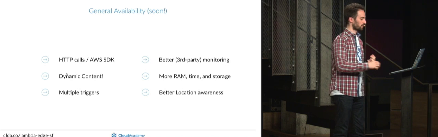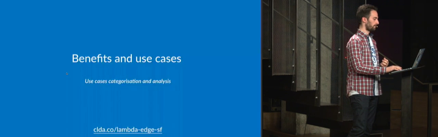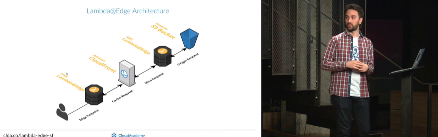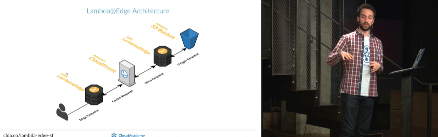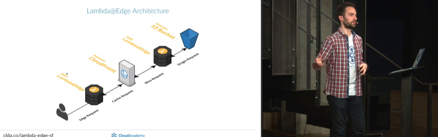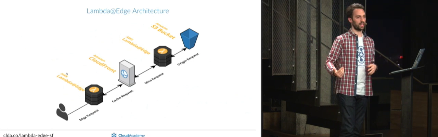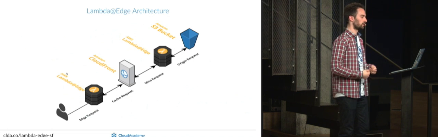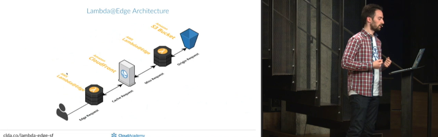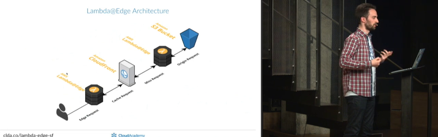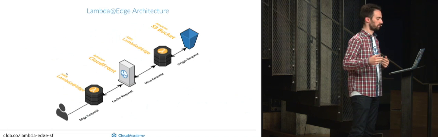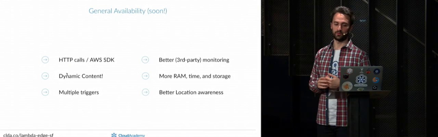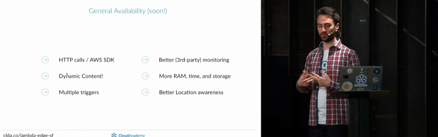And if you remember the architecture, you will not be able to do dynamic stuff close to the user. You will have to do it behind the CloudFront cache, because of course you don't want to wait, I don't know, 2 seconds or 500 milliseconds while the user is waiting. You want to fetch data, cache it, and then return to CloudFront. Of course, you will have multiple triggers per distribution.